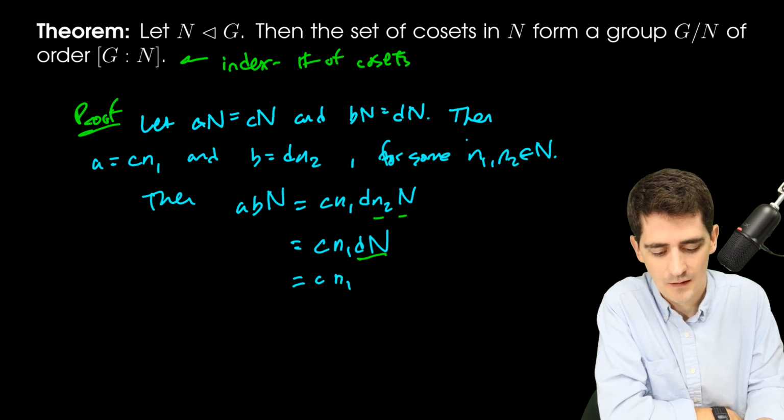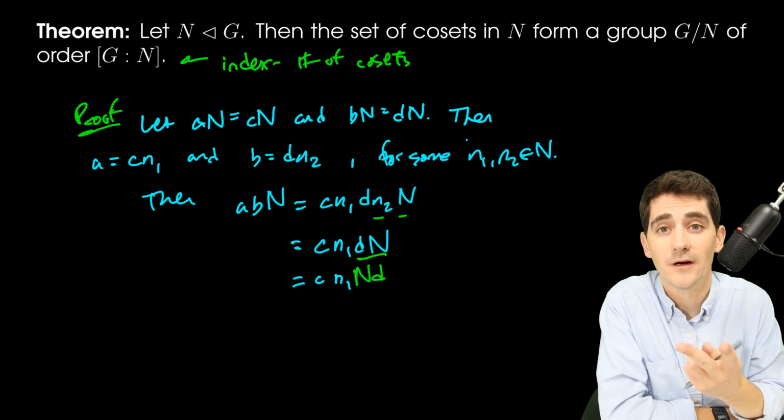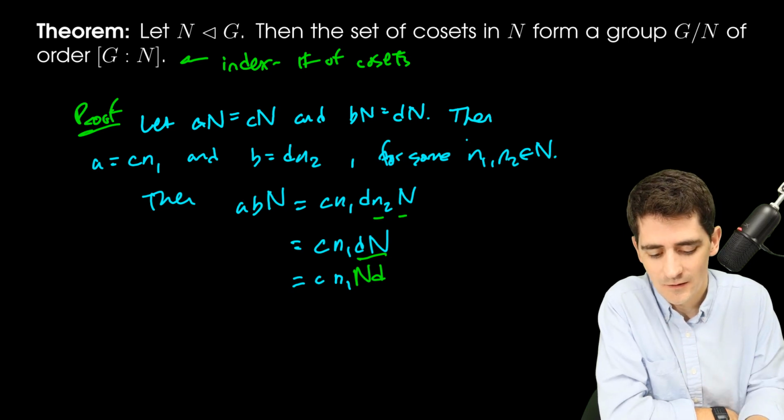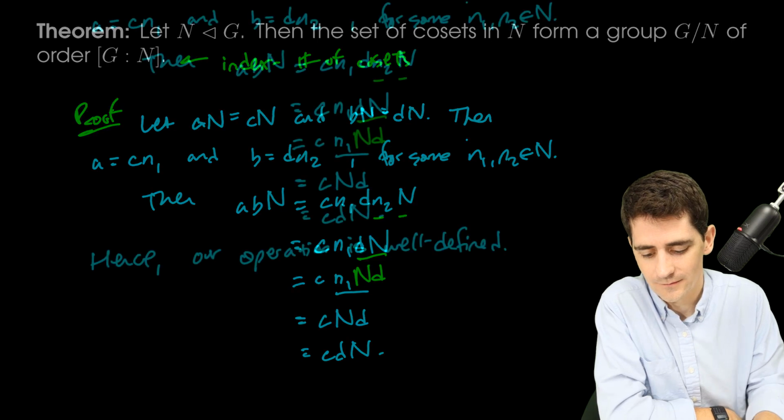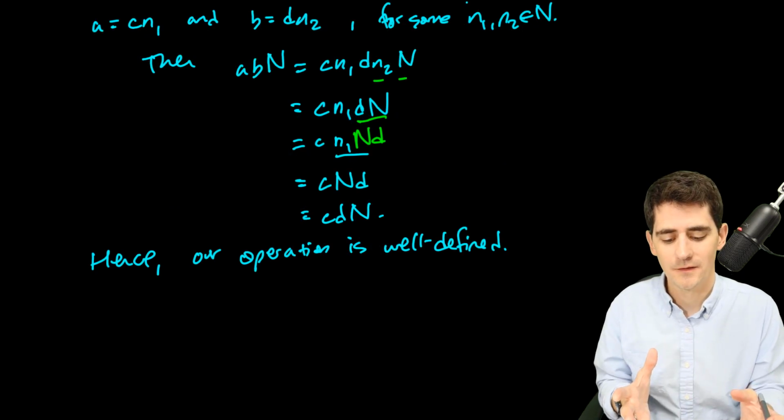c n1 capital N d. Why is that? Because left and right cosets are the same. And now I can absorb that n1 as well. So I end up with cnd, which gives me cdn. So my operation is actually well defined in this case.